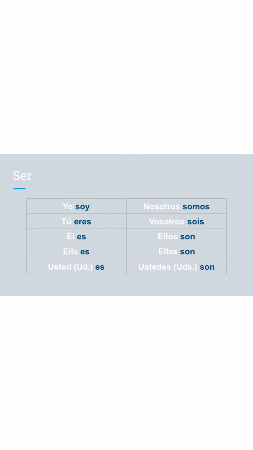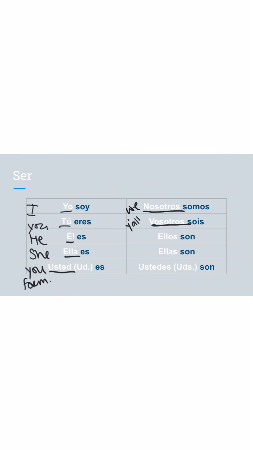You'll notice that the subject pronouns have stayed the exact same. Yo is I, tú is you, él is he, ella, she, usted is you in the formal sense, right? Nosotros is we, vosotros is y'all in Spain only, and then ellos is they. I'm going to put in parentheses here, M for masculine, ellas is they feminine, and ustedes is the y'all that we are going to get used to using.